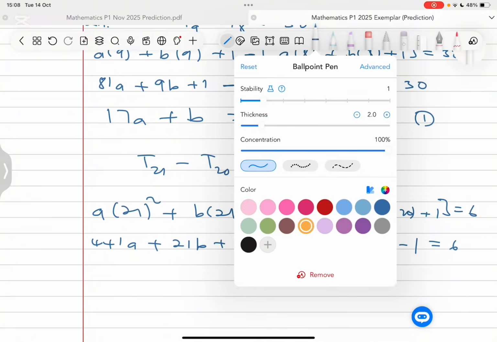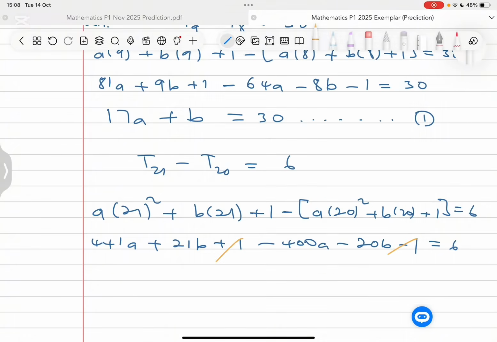You could quickly see here that the 1 and the 1 would cancel. Already we saw that because they add up to 0. And if you say here 441 minus 400, these are like terms, right? We should get 41a. So here we're going to have 41a. And if you say 21b minus 20b, that should give me b. And this is indeed equals to 2. Now we have a very much simplified equation, which I'm going to call equation 2.